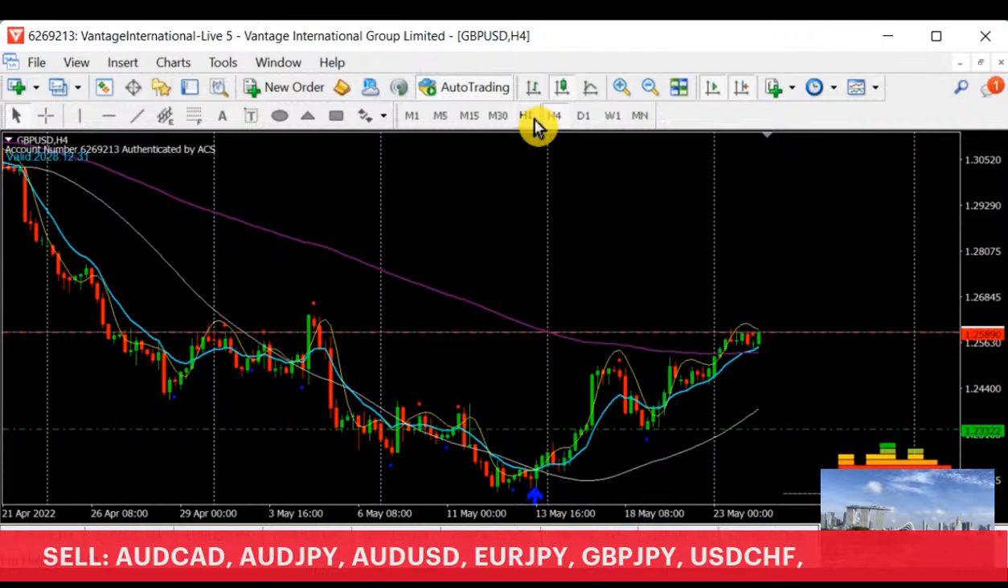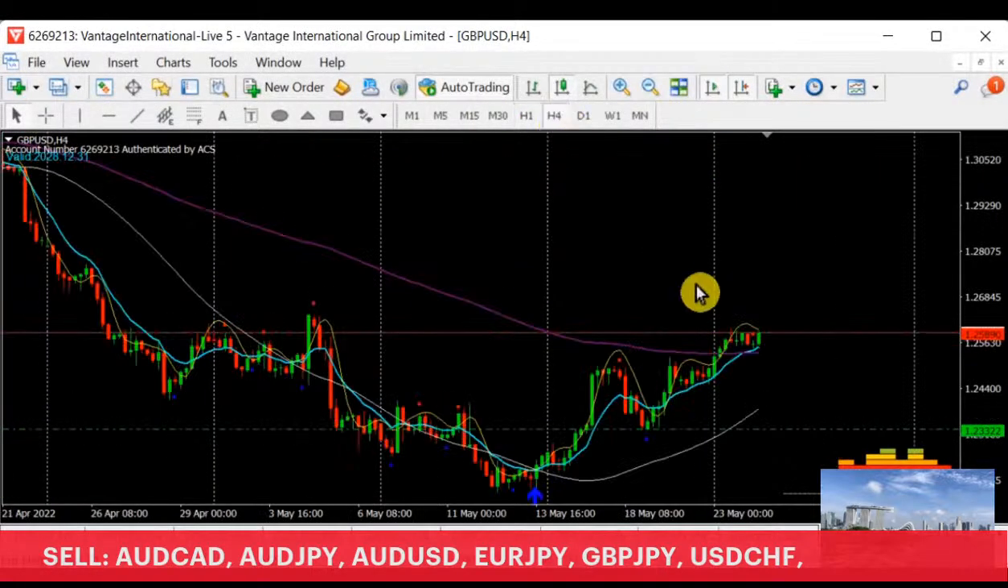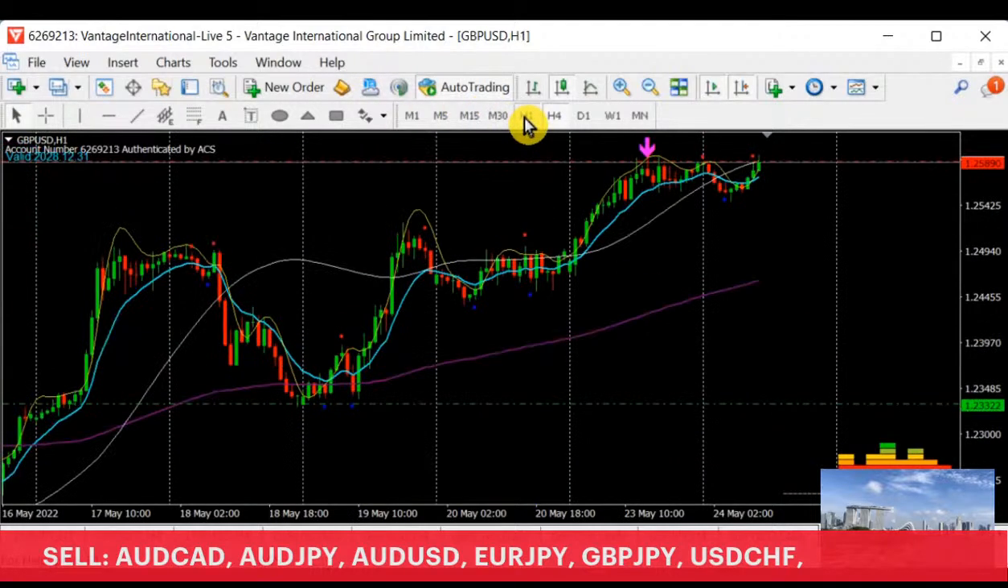Okay, so looking at this right now, this pound dollar over here, we are actually testing on the H1 resistance now. On H4, there's another resistance. As we can see over here, it has actually tested already. Tentatively, it's not breaking yet, so I hope to see a rejection as well.